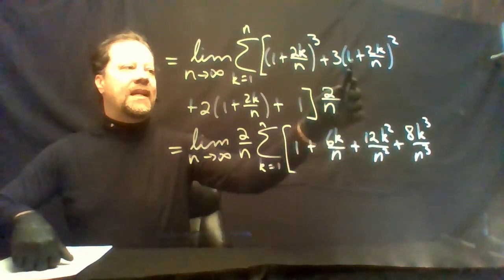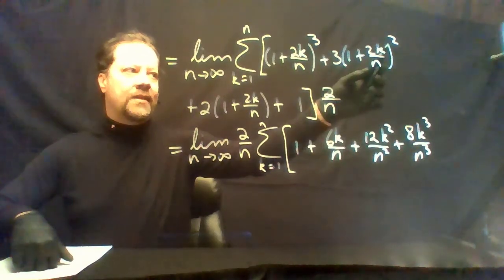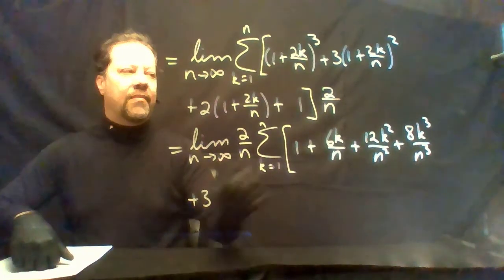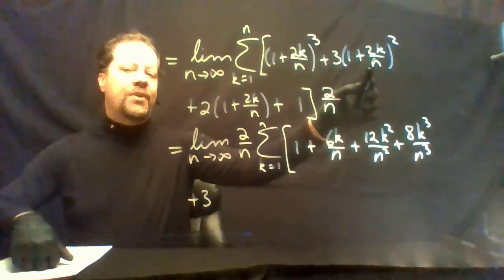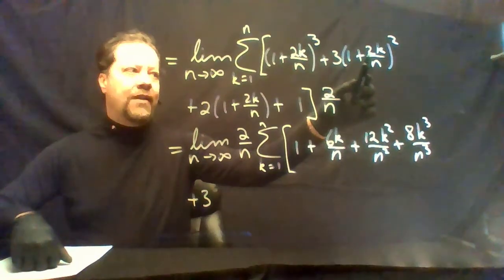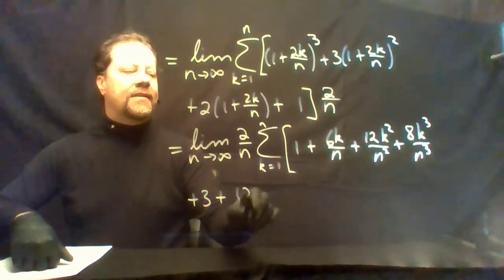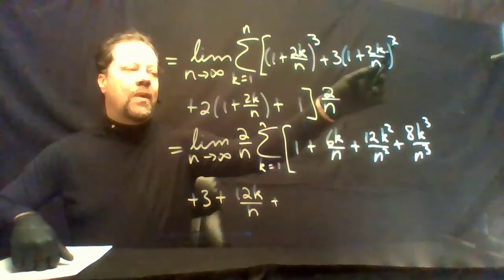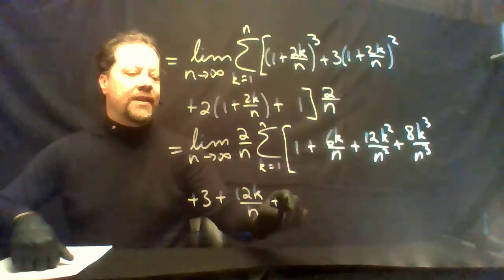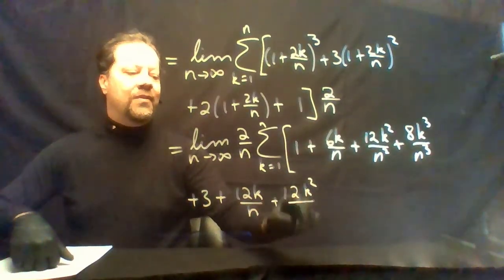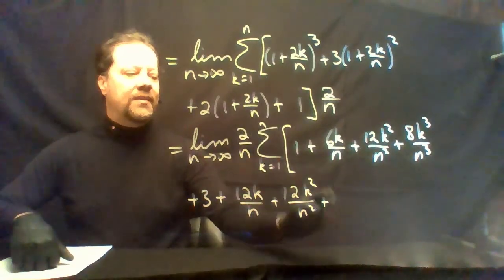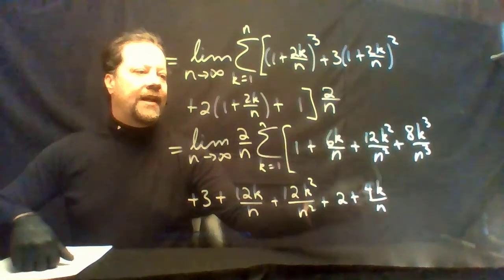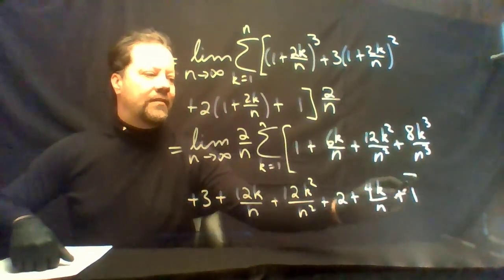And then plus 3 times (1 + 2k/n) squared. When we square this, we'll square the 1 and then multiply by 3. We'll take 1 times 2k/n times 2, that's 4k/n, times 3, that's 12k/n. And then (2k/n) squared, that's 4 times 3 is 12k^2/n^2, plus 2 times 2k/n, that's 4k/n, plus 1.